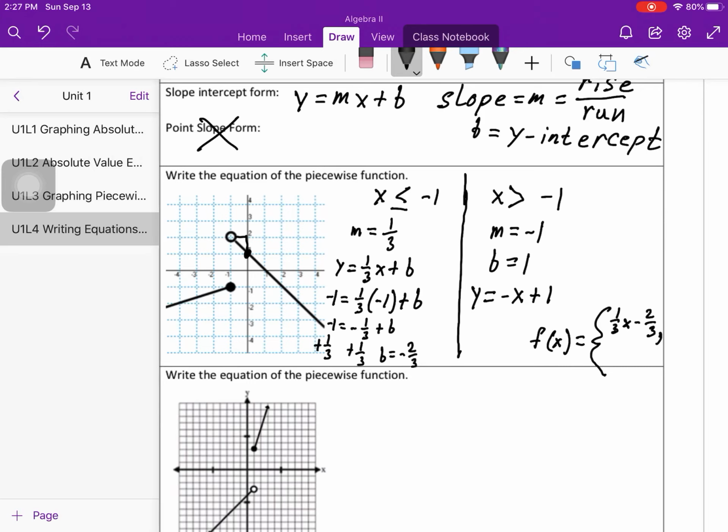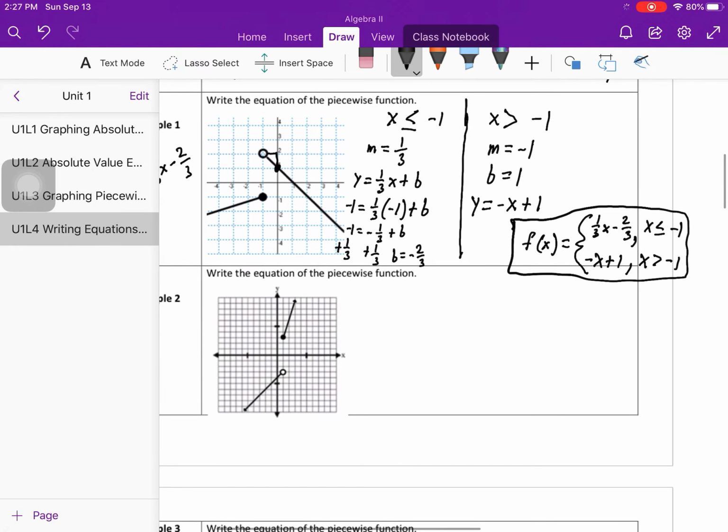And that's if x is less than or equal to negative 1. And then down below, this is negative x plus 1, where x is greater than negative 1. And there's our answer right there. So if you understand how to graph it and you understand how to solve for m and b, it's not too bad. And then you just got to put it in the proper form.